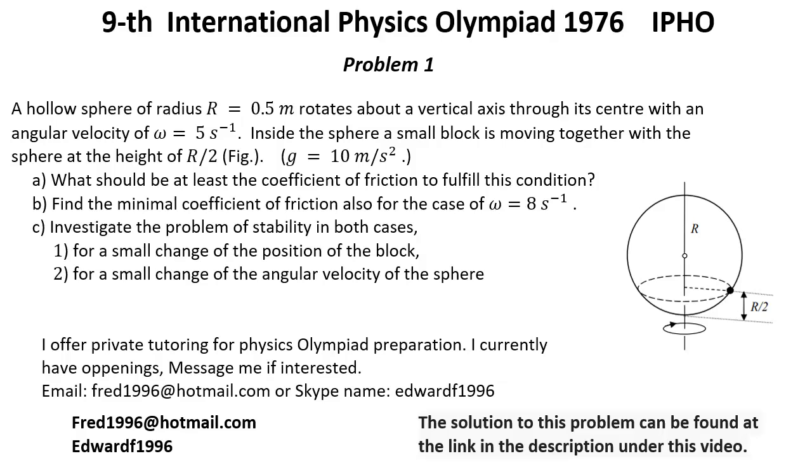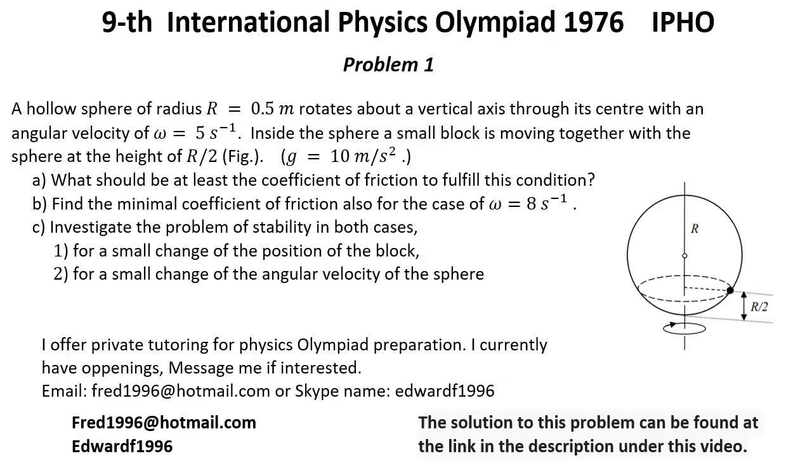Problem number 1. A hollow sphere of radius r equal 0.5 meters rotates about a vertical axis through its center with an angular velocity of omega equal 5 radians per second. Inside the sphere, a small block is moving together with the sphere at the height of r/2, g equal 10 meters per second square. Question A. What should be at least the coefficient of friction to fulfill this condition?